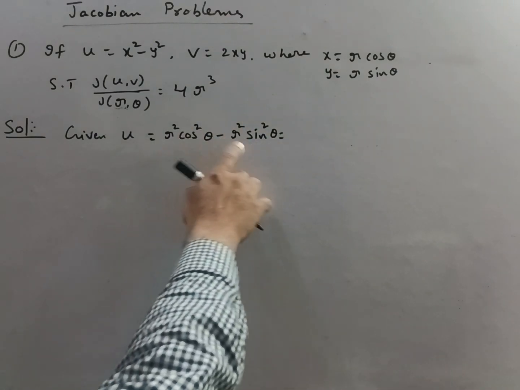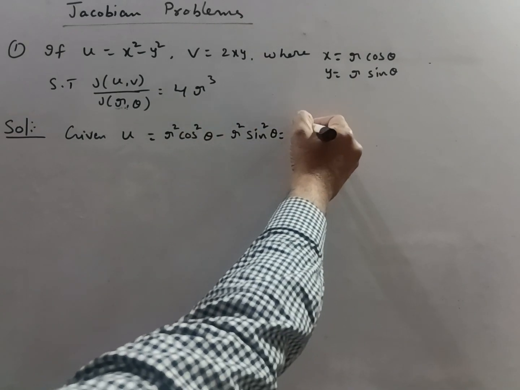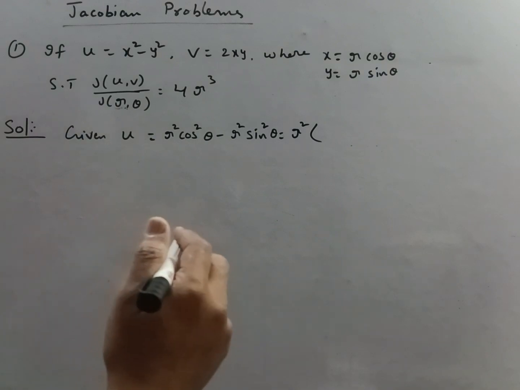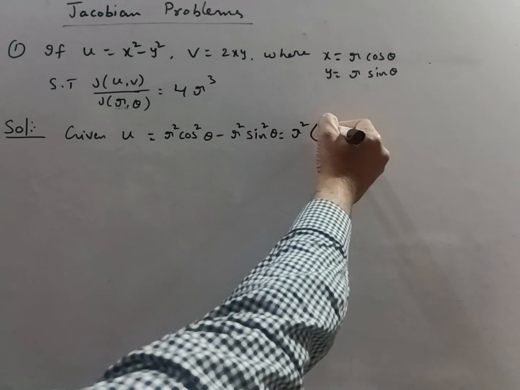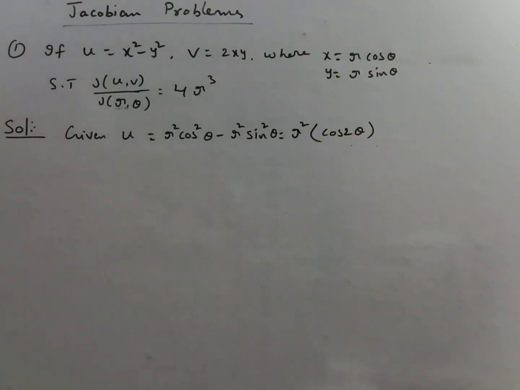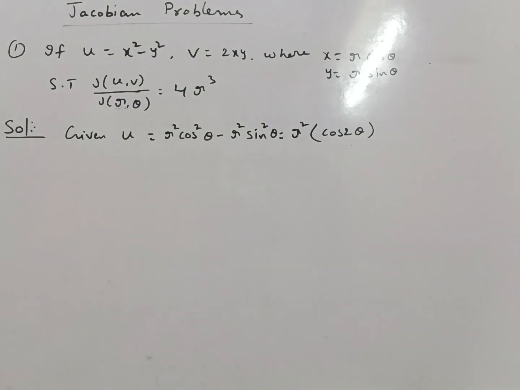From these two terms, take out r square common. If I take r square common, cos square theta minus sin square theta. Cos square theta minus sin square theta is the formula of cos 2 theta.